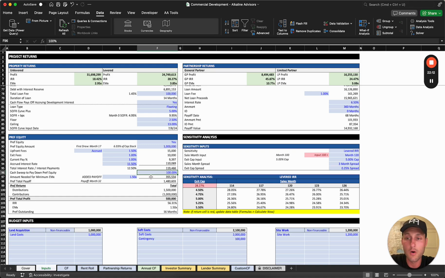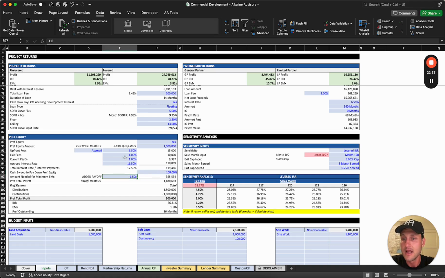Then you can choose what percent of the free cash flow you have is being swept to pay down this pref equity amount. The idea is you want to pay this down as quickly as possible, so you're going to choose 100%, but you can make this anything you'd like if you want to give some to your LP investors, or if you want some cash flow at a project level.